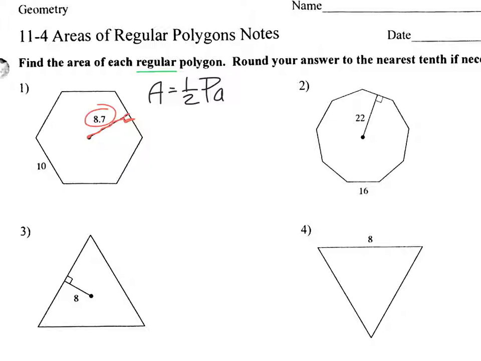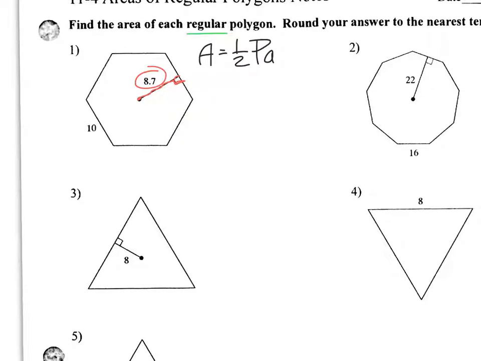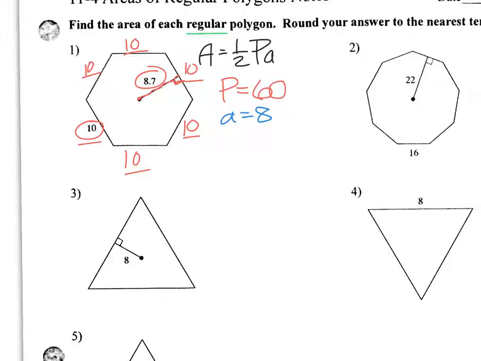Okay, so in this particular problem, we know the side is 10. So what's that mean? Every side's 10. So what's the perimeter? I'm going to find big P first. There's 1, 2, 3, 4, 5, 6 sides. 6 times 10 is 60. The apothem, we just got through saying, is 8.7. So area is 1/2 perimeter times apothem.